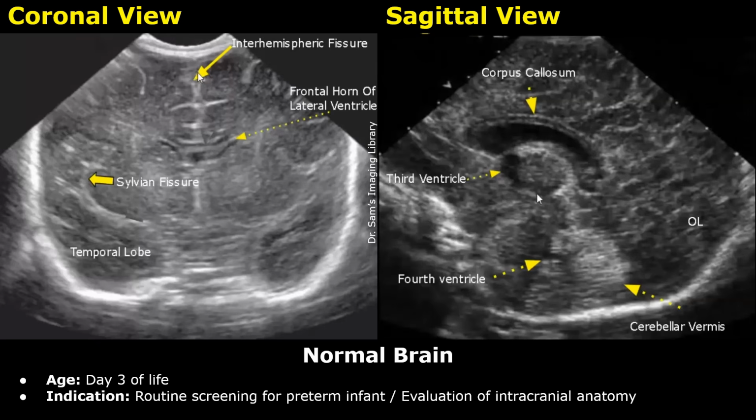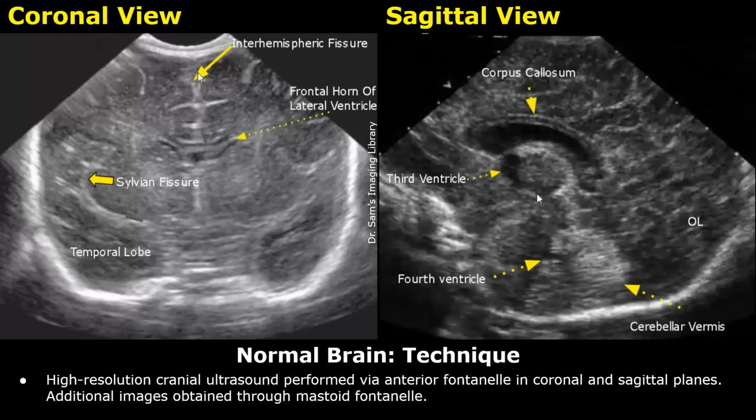The report begins with patient information, age, day 3 of life. Indication, routine screening for preterm infant or evaluation of intracranial anatomy. Next, we will write the technique. High-resolution cranial ultrasound performed via anterior fontanelle in coronal and sagittal planes. Additional images obtained through mastoid fontanelle.